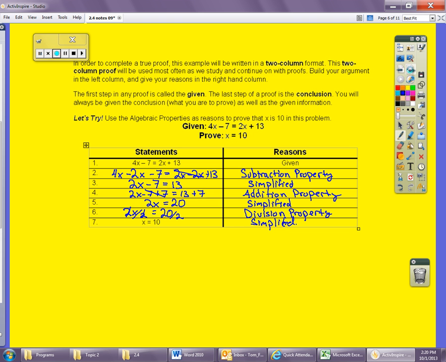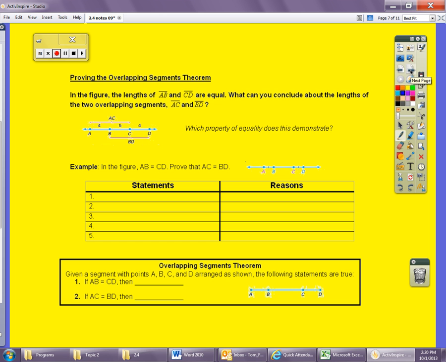Now, the next thing we're going to be talking about is the overlapping segment theorem. It says in this figure, the lengths of AB and CD are equal. Well, what can we conclude about the lengths of the two overlapping segments AC and BD? Well, this is 4, this is 4. BC has to be equal to itself, it's 5 in both. So AC is going to be 9 units and BD is going to be 9 units. So these are equal.